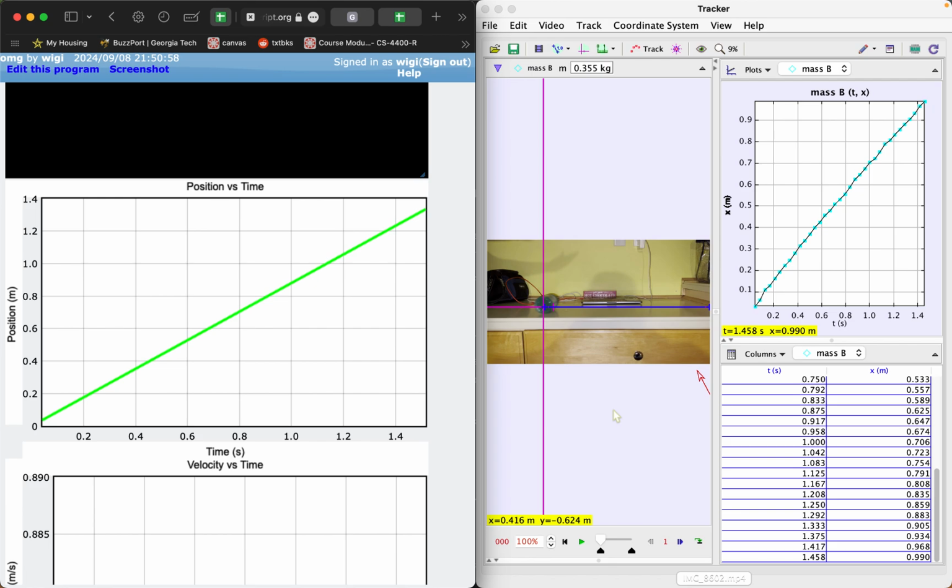The purpose of this lab is to observe the motion of an object moving at a constant velocity and compare my experimental data with a computational model. We'll use physics principles such as Newton's first law of motion and kinematic equations to analyze this behavior.